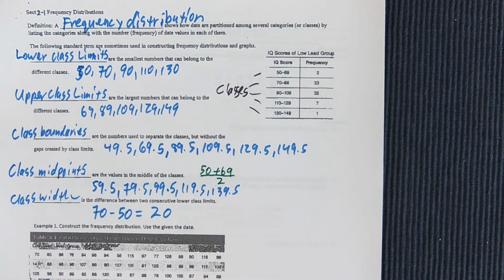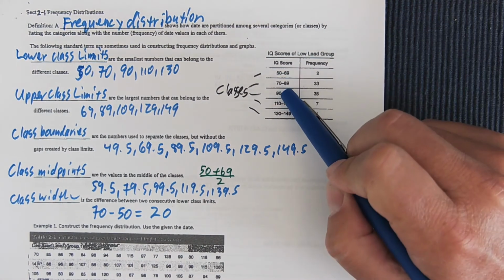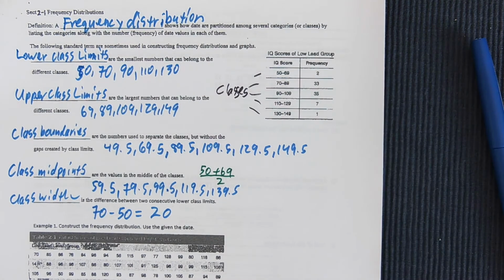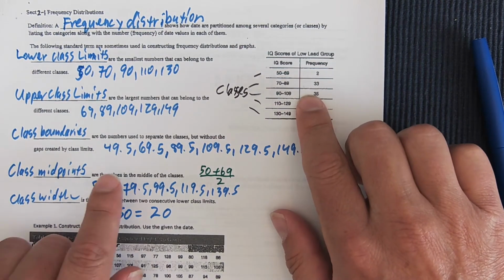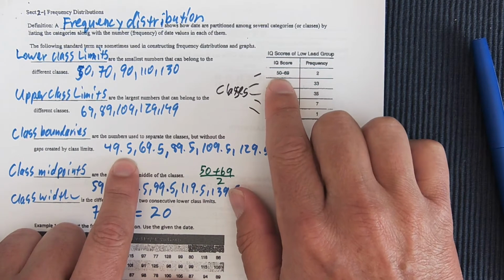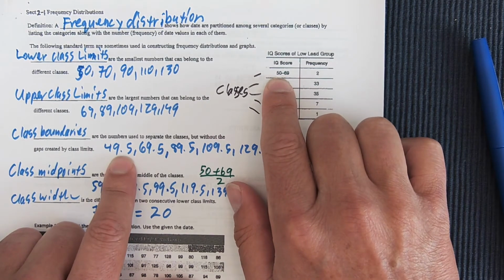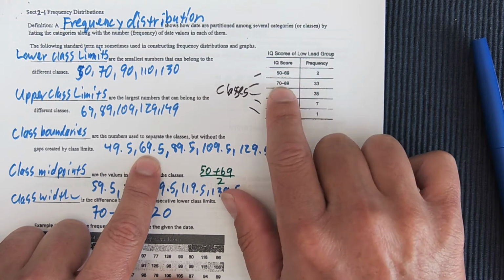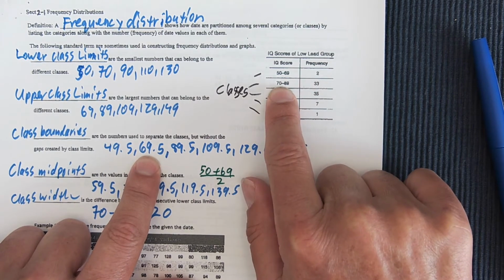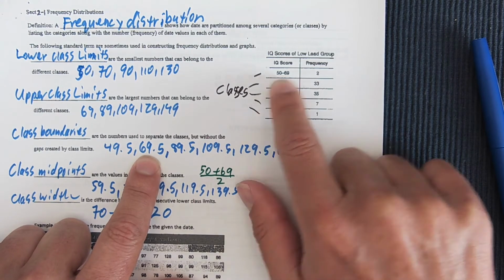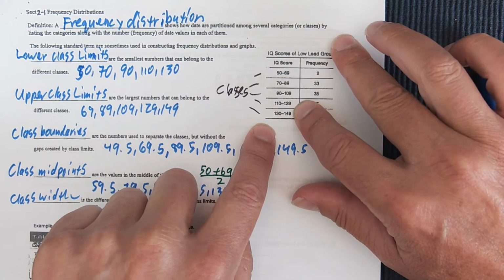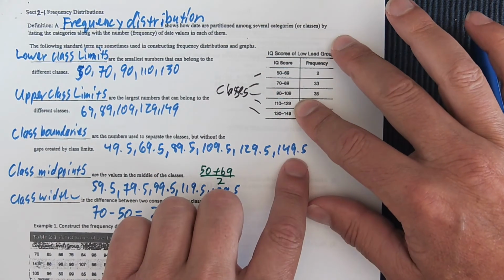The class boundaries, so let me explain this a little bit. Do you see that there's a gap between the 69 and the 70? A way to bridge that gap is to move down just a half a tick. So if I go down 1/2 from here, that's at 49.5, and if I go up 1/2 here, I'm at 69.5. You can see here that if I go down a half, I'm at 69.5 again. So the end boundary here is the beginning boundary here, all the way down. And you can see how I'm doing that.